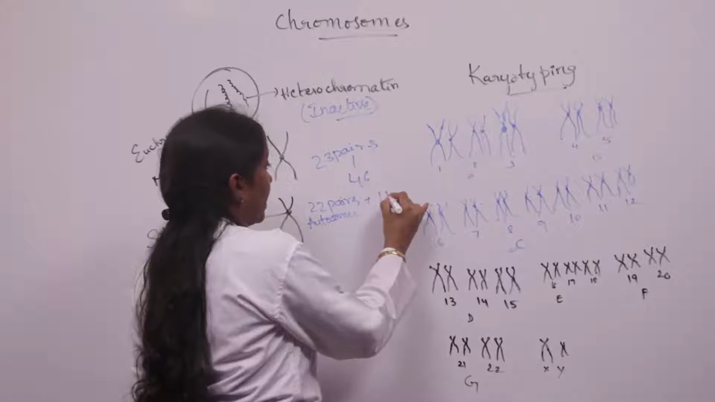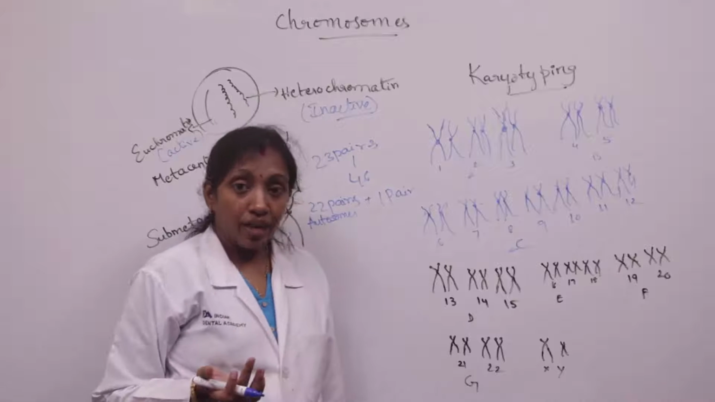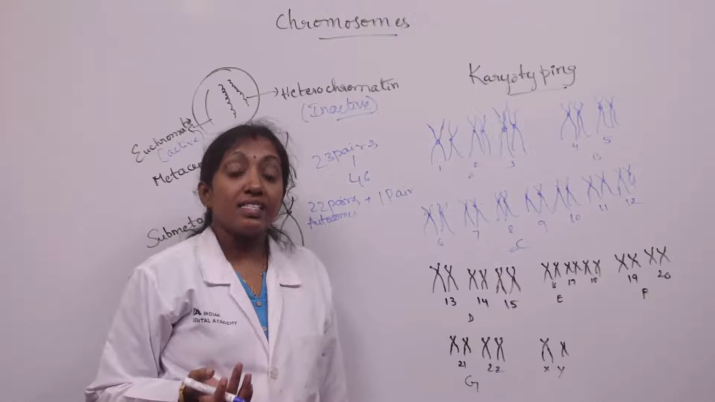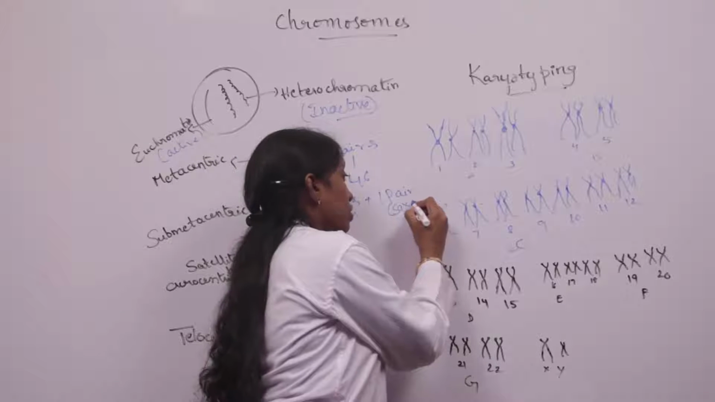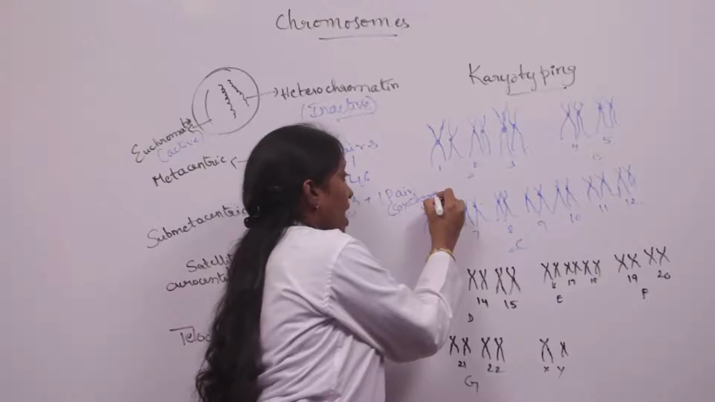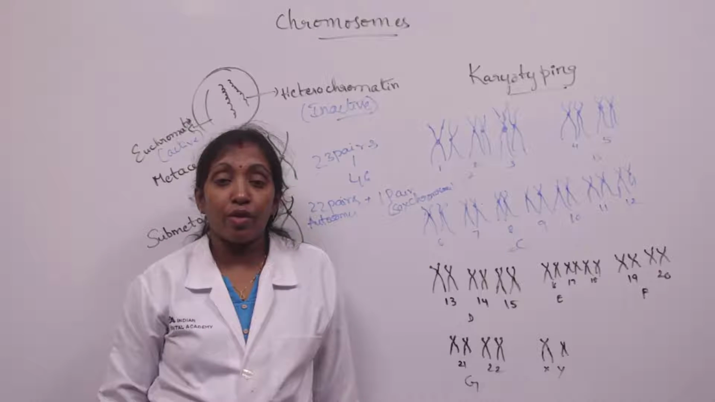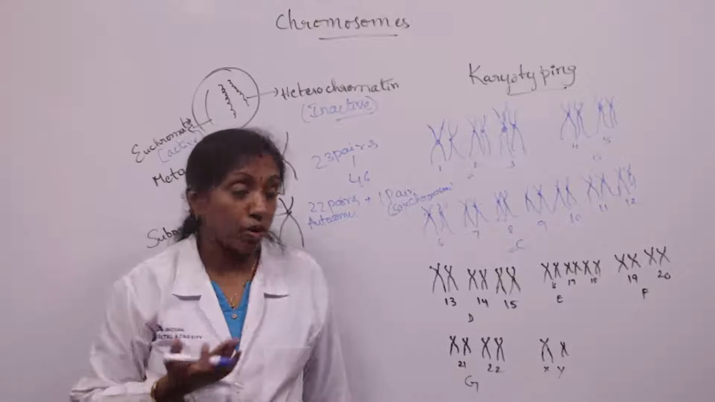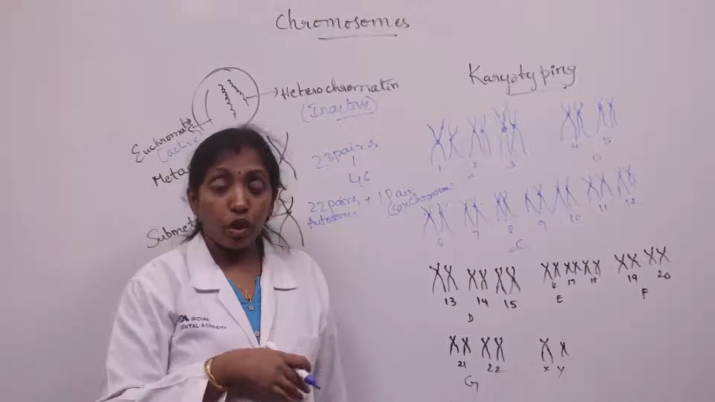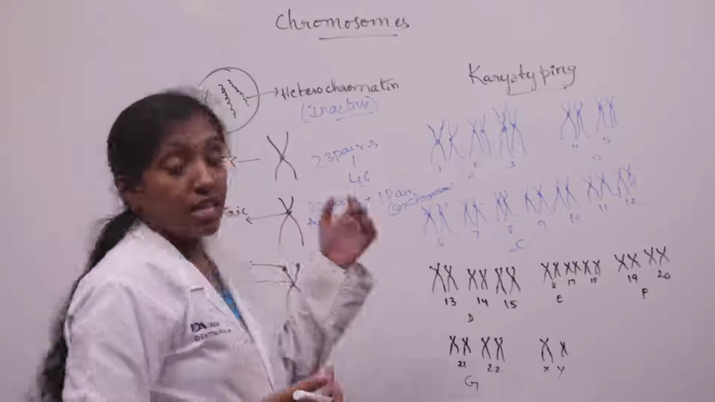And one pair is the sex chromosomes, which decides the sex of the individual, otherwise called gonosomes. So totally we have 46 chromosomes. Out of these, 44 are the autosomes, which help in the growth of the body, and the remaining 2 are the sex chromosomes that define the sex of the body.